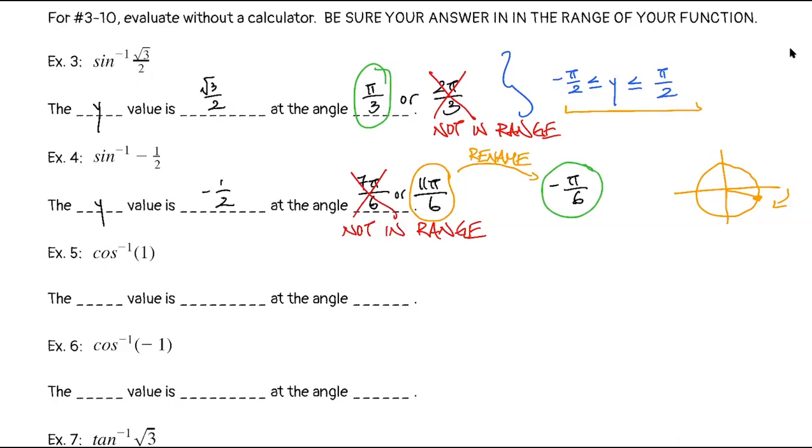So sometimes we have two answer choices and one of them is right and the other one is wrong. Sometimes, like example 4, we have two answers. One of them is wrong. The other one's like almost right, okay? So the key here is we really want to think about renaming the angle to make sure it fits within the range.